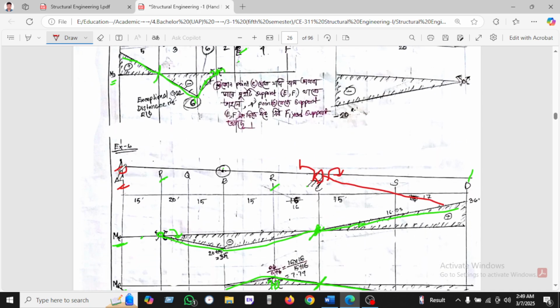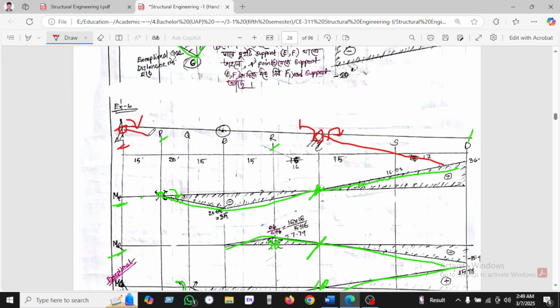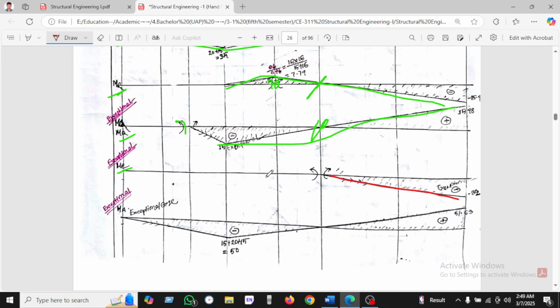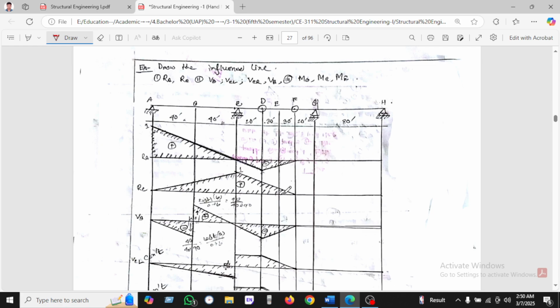So if we use an internal hinge here, then what will happen? The member will act this way, as this is the support. That's why it must be 0. So it will be 0 and go this way. So this way, and it will be 0 and go there. Okay, so let's see another example.